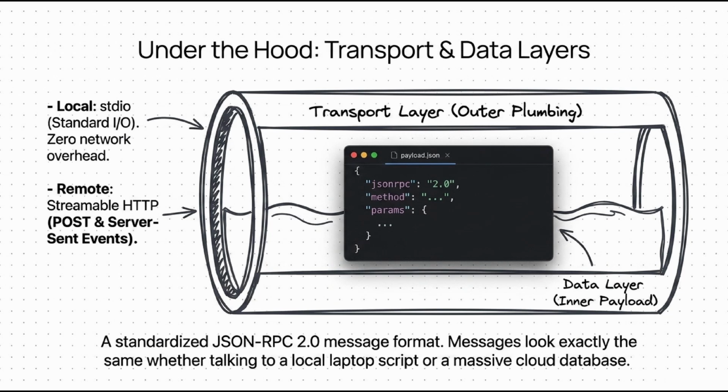This data layer uses a standardized JSON-RPC 2.0 message format. By doing this, it abstracts the communication details entirely. The messages look exactly the same whether you're talking to a local script on your laptop or a massive cloud database. Which brings us to Section 4, core primitives.